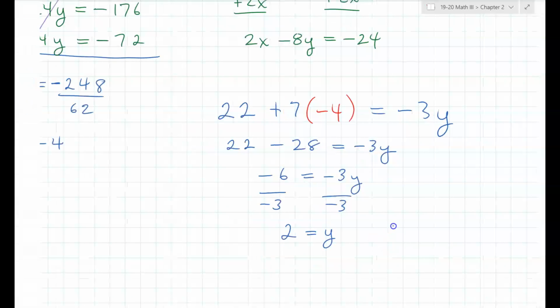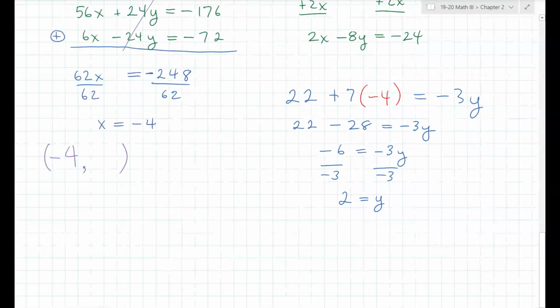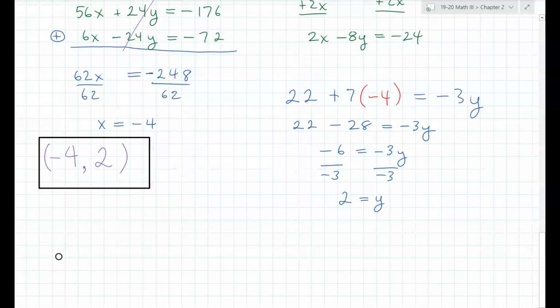So I'm just going to go back to my ordered pair and put a 2 there. And there you go. So you guys are going to be responsible for working on the other problems. These do take time, okay? So please take your time with them. Ask questions tomorrow if you guys need it.